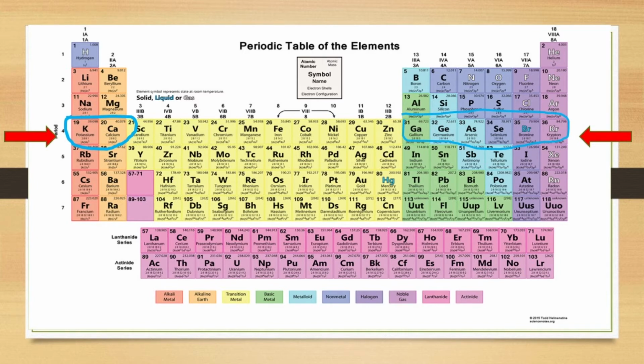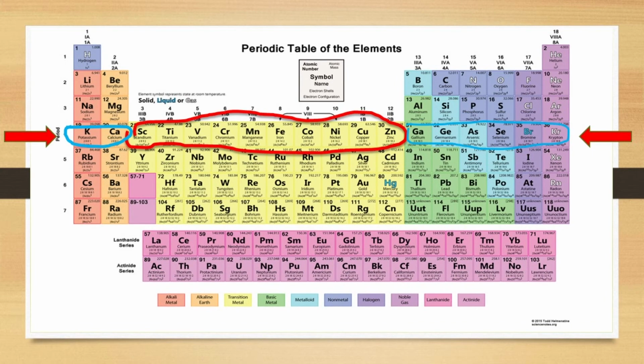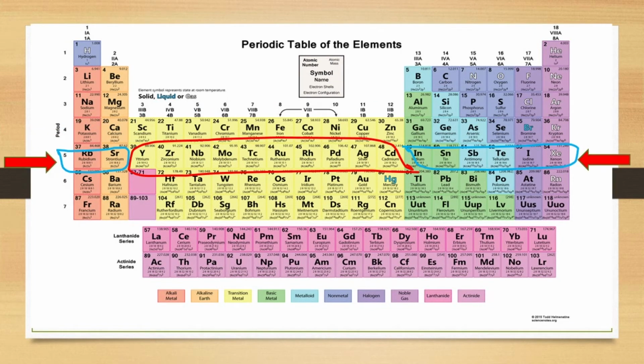I hope that you all have learnt about energy levels, shells, sublevels and orbitals in 9th standard. Let me read out the names of the fourth period. Potassium, calcium, scandium, titanium, vanadium, chromium, manganese, iron, cobalt, nickel, copper, zinc, gallium, germanium, arsenic, selenium, bromine, krypton. Let's see the next period, that is the fifth period.